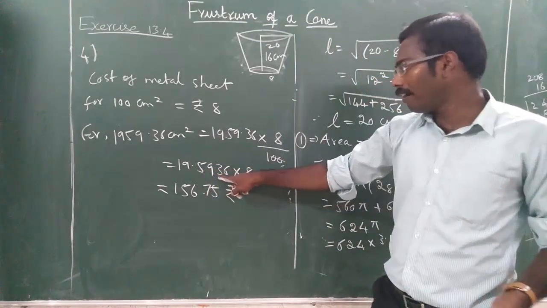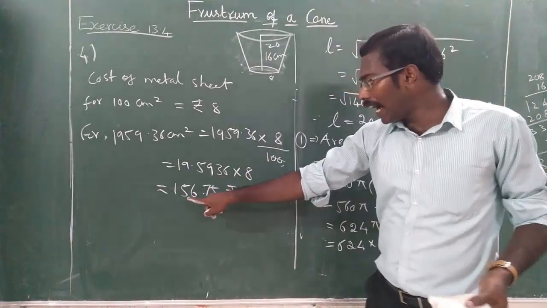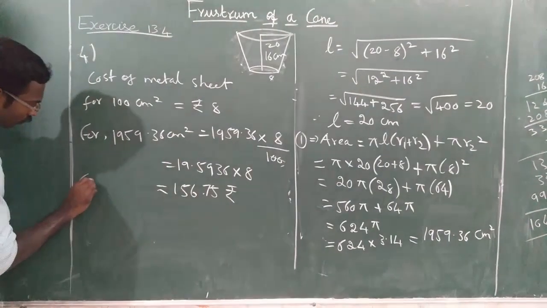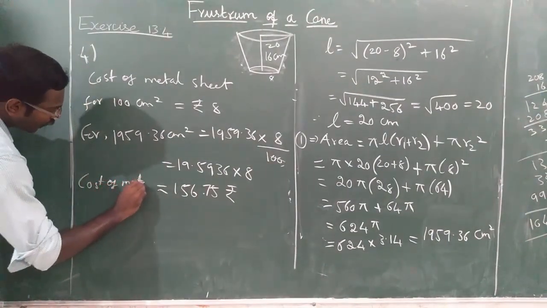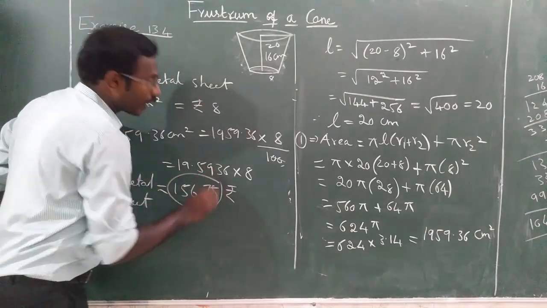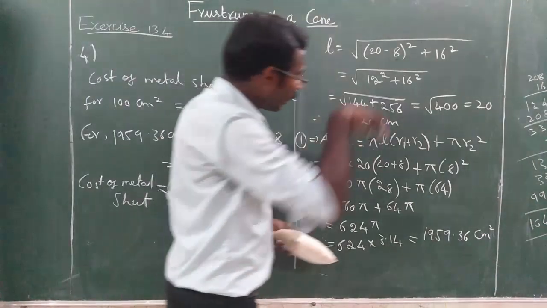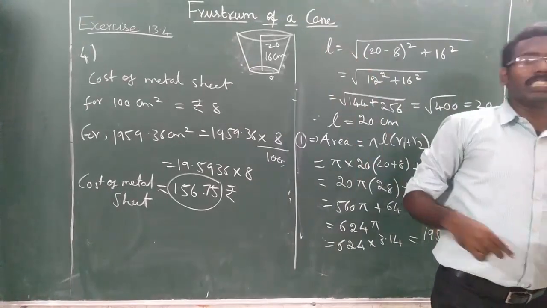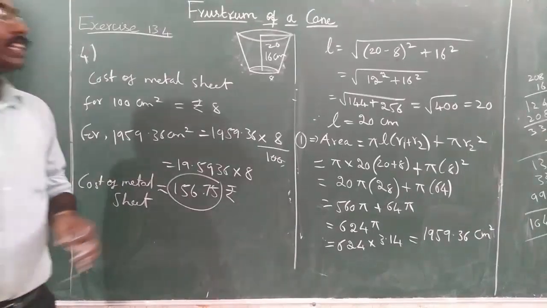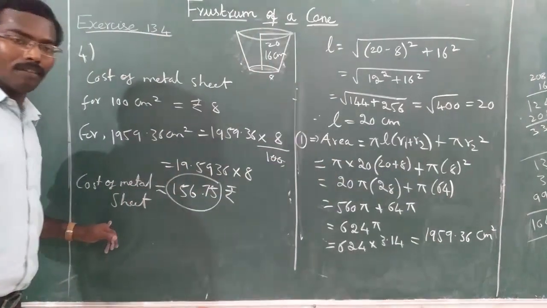Okay, so 19.59, if you multiply by 8, the answer will be approximately 156.7. This is the cost. Therefore, cost of metal sheet is equal to 156.7. Okay, this is the cost of the metal sheet. Understood or not? Okay, it's very easy. It's big but easy. So first we found the volume, then we found the cost of the mill. Okay, then we found the area of the metal sheet and we found the cost of the metal sheet.